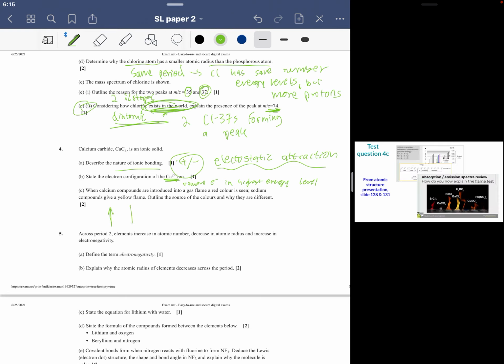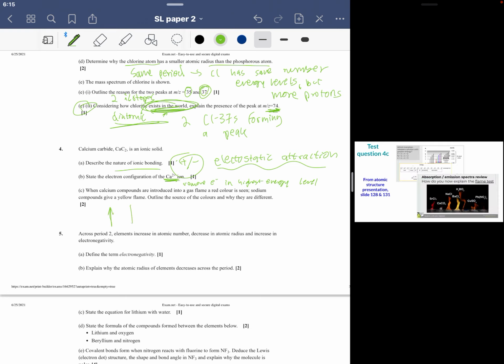Then why are they different colors? We talked about that here. On the slides, you see we have different colors because sodium and what was the other one? Calcium have different electron configurations and specifically different energy levels. And so if you're moving from different energy levels, you see here in the hydrogen emission spectrum, you'll release different colors.